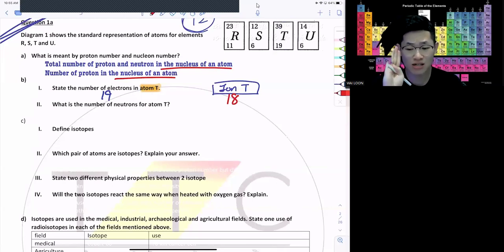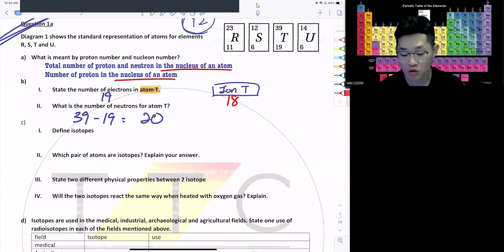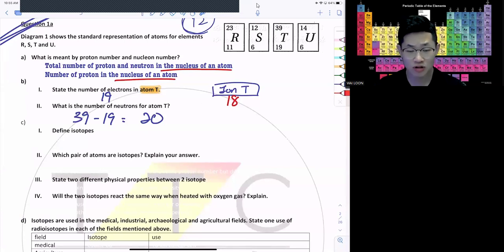Anyone don't understand why it is 18? Let me know, yeah. Okay. What is the number of neutrons for atom T? So to get the neutrons, we use 39 minus off the 19 to get 20. So the answer is 20. You can just write 20. I write down the workings here in case there's anyone who doesn't know how to get the answer. Okay, so if you don't know how to get the answer, you can write the working down.